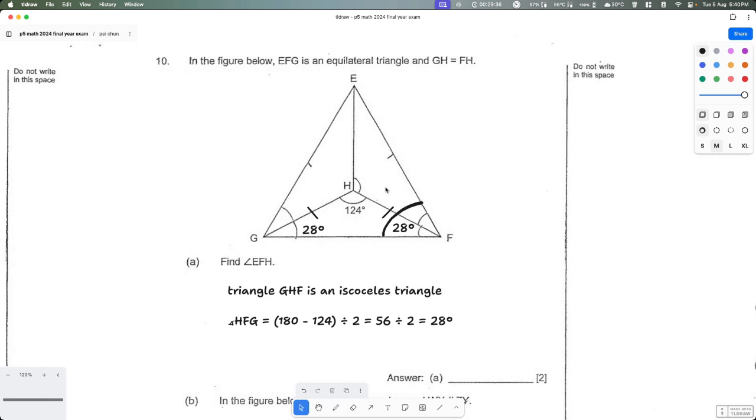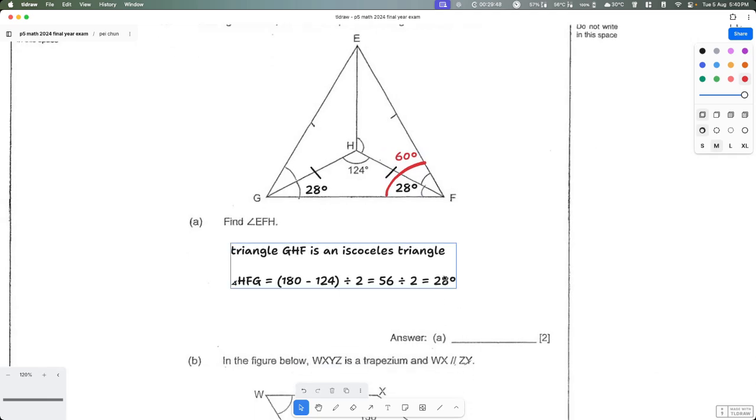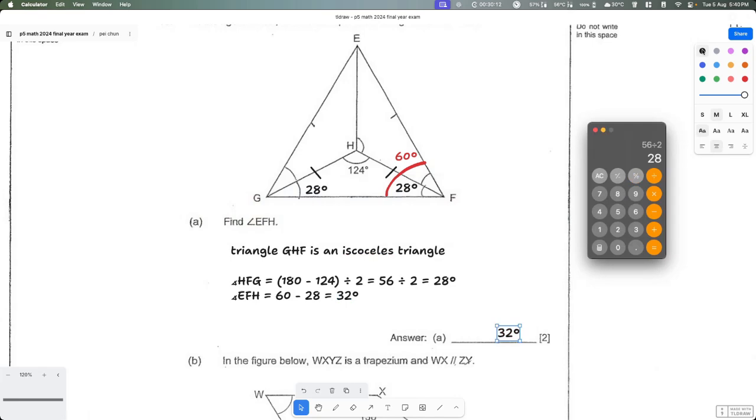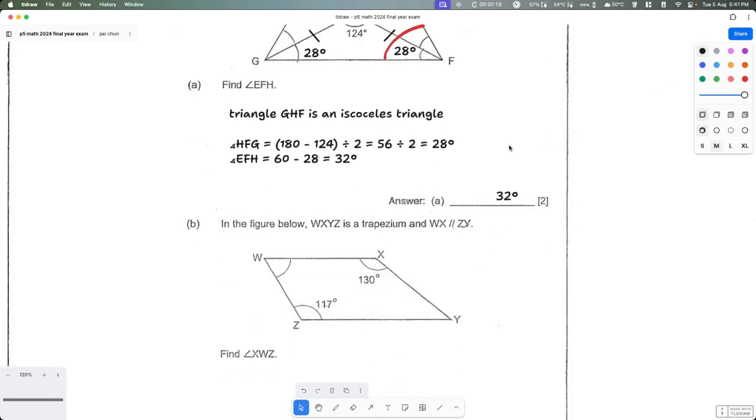So, how am I going to do this? This whole thing is 60 degrees. I'm going to put this as red so I can distinguish which is which. So 60 degrees, and this is red. Now we can find angle EFH. Angle EFH is equal to 60 minus 28, and this will become 32 degrees. So that's the answer, 32 degrees. Double confirm, 60 minus 28, 32 degrees. Okay, so let's move on.